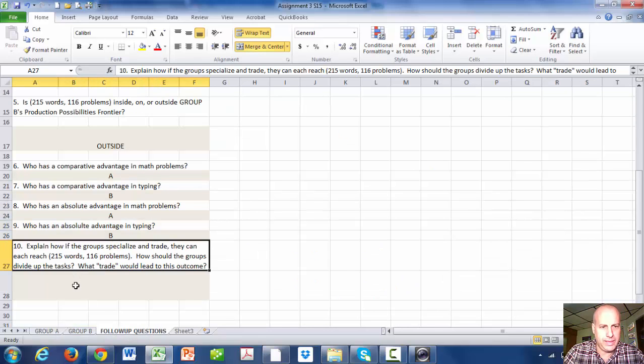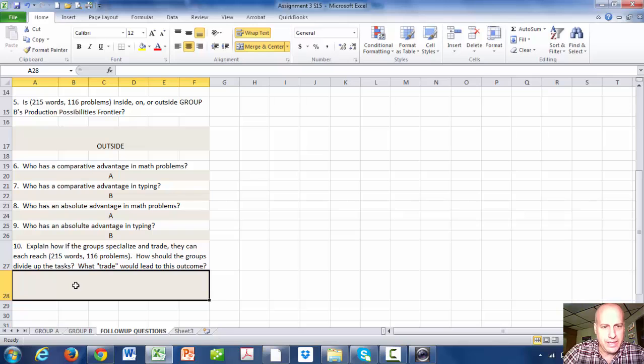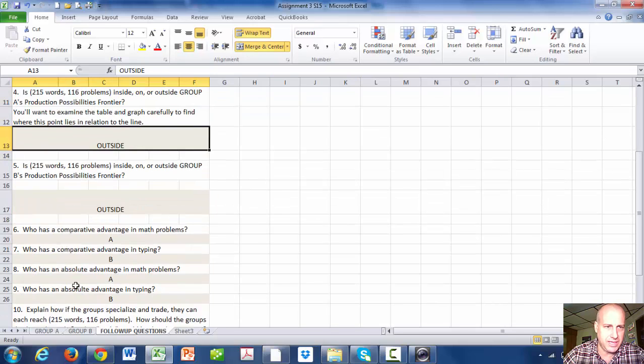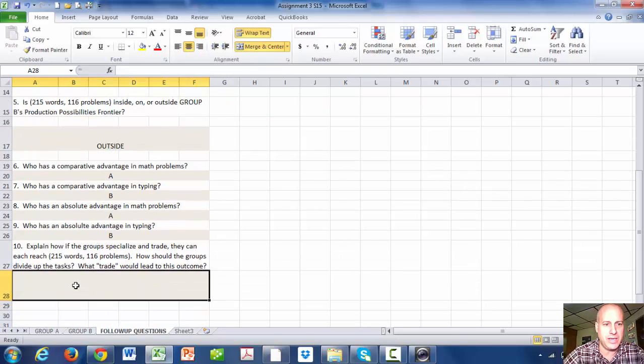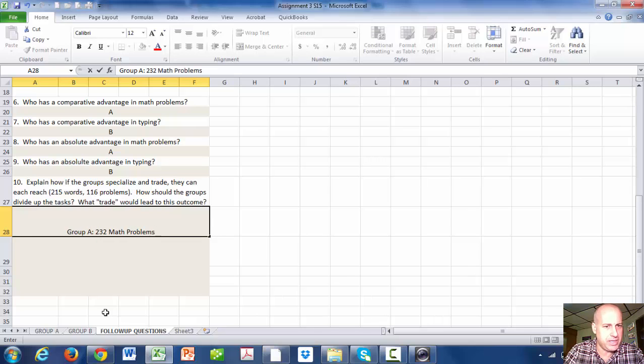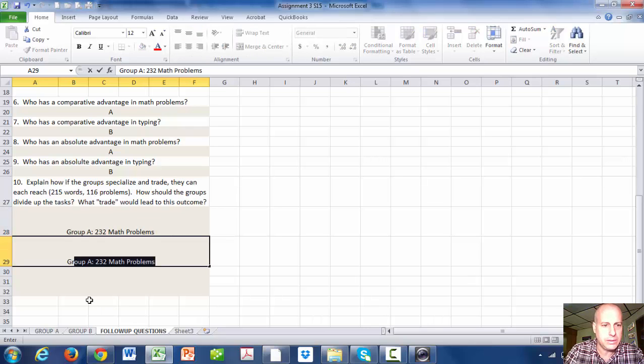Okay. So now the next question says, if the groups specialize and trade, they can each reach 215, 116. Now we notice that neither group could reach 215 and 116 by themselves. But what we want to show here is that they can do this if they work together. So Group A should do math. They have a comparative advantage in math. They specialize in math, and if everybody does math, they can do 232 problems. Group B should type, and they can produce 430 words.